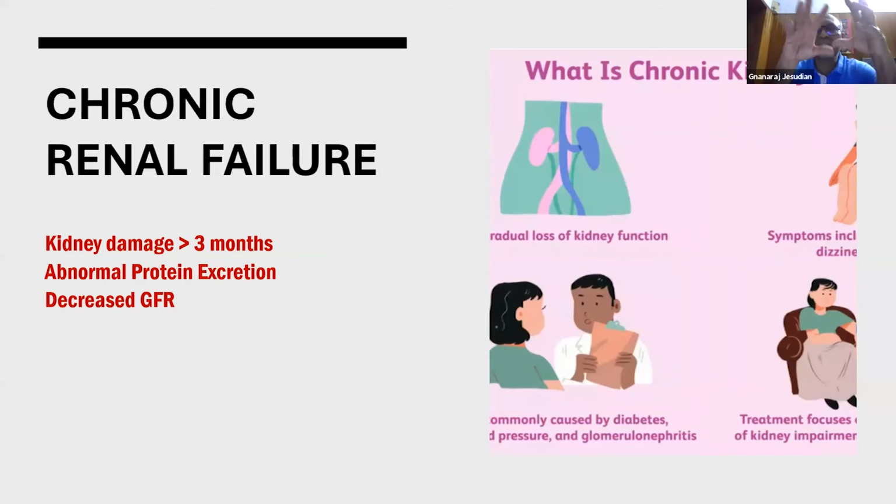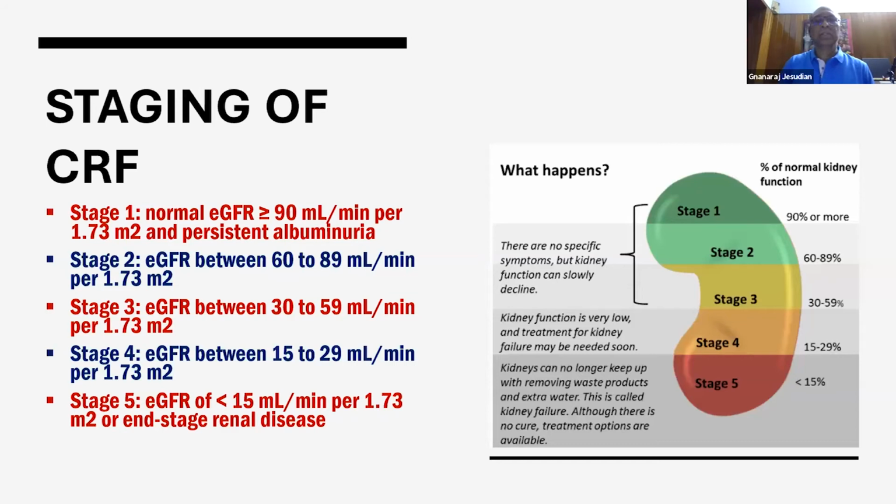Yeah, renal failure that has been lasting for 3 months, and this, of course, has other features like additional protein excretion, and then, of course, progressively decreasing GFR. So what are the tests which will tell you about the various stages of chronic renal failure?